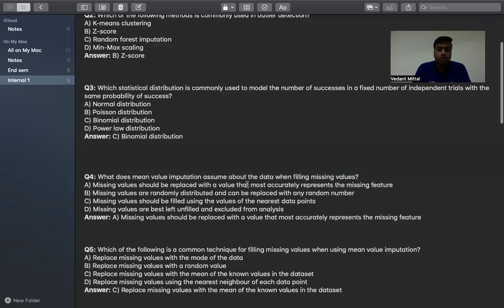What does mean value imputation assume about the data when filling values? Missing values should be replaced with a value that most accurately represents the missing feature. Missing values are randomly distributed and can be replaced with a random number. Missing values should be filled using the values of the nearest data points. And the fourth option is missing values are best left unfilled and excluded from the analysis. So the correct answer is option A. Missing values should be replaced with a value that most accurately represents the missing feature, because we basically have to fill the value with the most accurate value that can be found by using different methods. K nearest neighbor is the best method according to me.